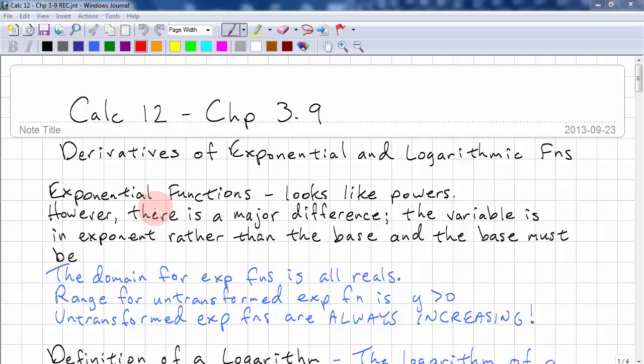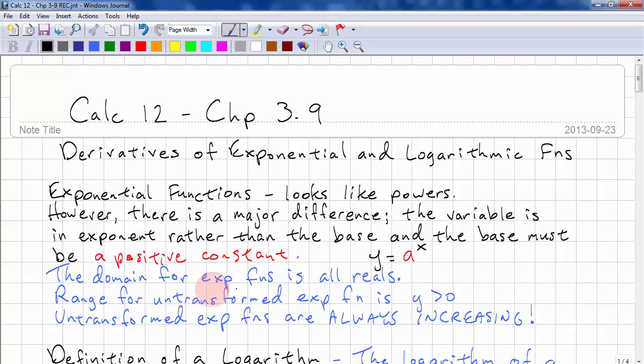So exponential functions, for those who haven't done it yet, look like powers. However, the major difference is the variable is in the exponent rather than the base. And the base must be a positive constant. So we have y equals a to the power of x.